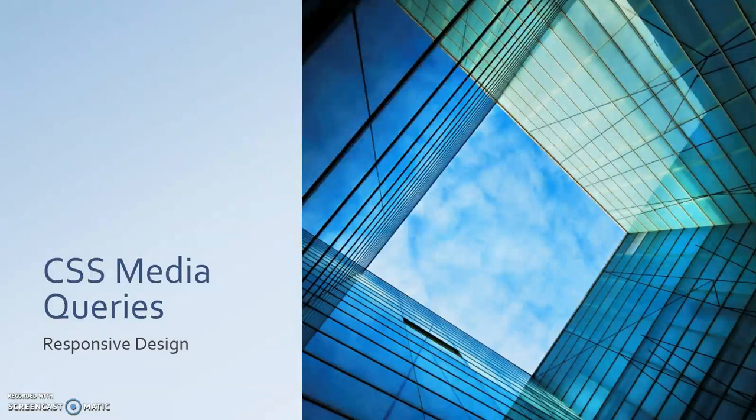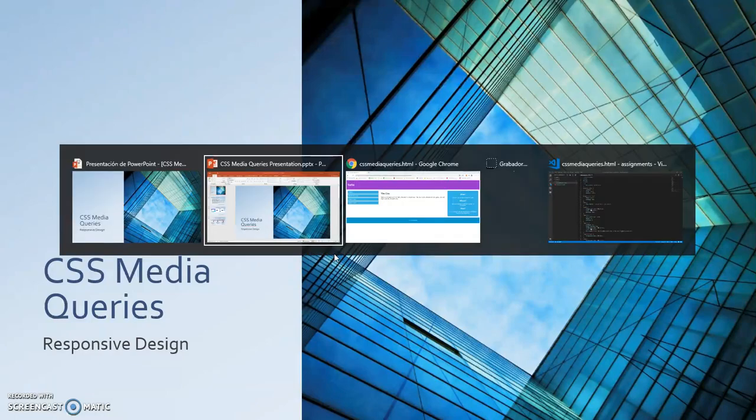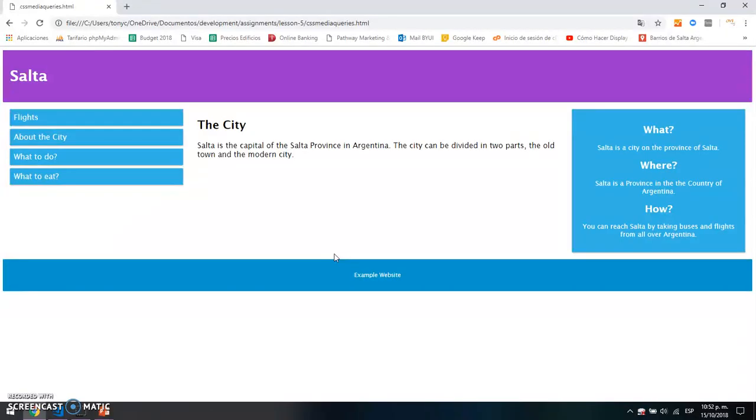So what I'm going to do here is try to explain how they work and how we can apply them to our website. The first thing I would like to do is show you a website that hasn't had any CSS media queries applied so far. What we have here is a basic template with a header and a footer, and also blocks on the left, center, and right of the page. As you can see, this template is displayed perfectly on a laptop screen.